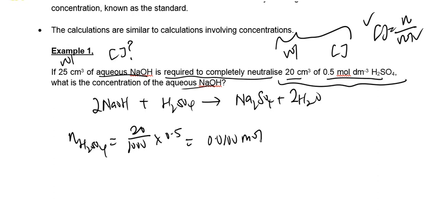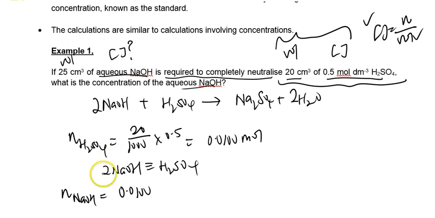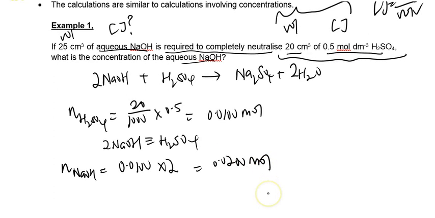Okay, now we know that this is 0.0100 moles of sulfuric acid. How many moles of NaOH will react with 0.0100 moles of sulfuric acid? Let's do a mole equivalence. So 2 moles of NaOH is equivalent to 1 mole of H2SO4, which means that my number of moles of NaOH is 0.0100. This is 1, this is 2, so 1 to 2, 2 to 4, 4 to 8, I must times 2. I have 0.0200 moles of NaOH, which will react.